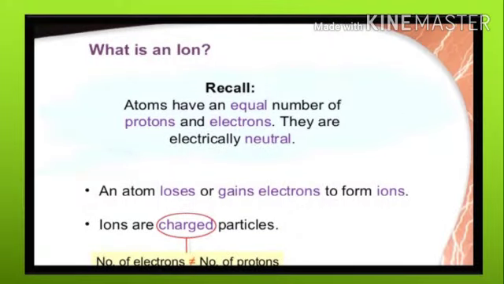Let's start our topic, that is, what is an ion? Atoms have an equal number of protons and electrons, so they are electrically neutral. An atom loses or gains electrons to form ions. So we can say that an ion is an electrically charged atom in which the number of electrons is not equal to the number of protons.